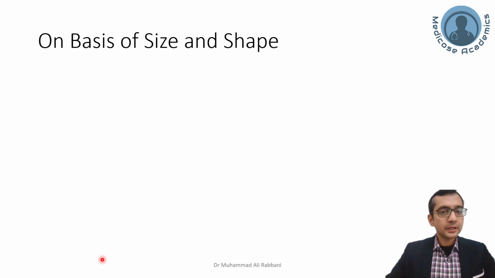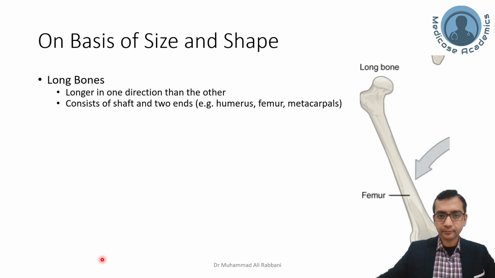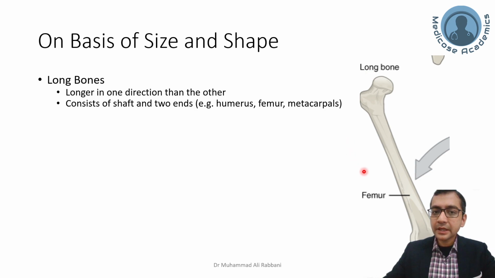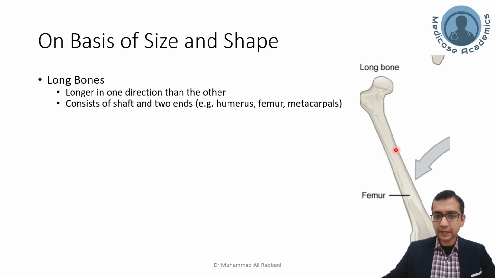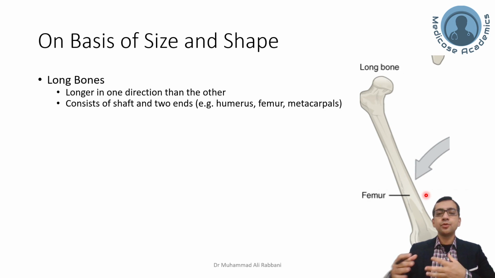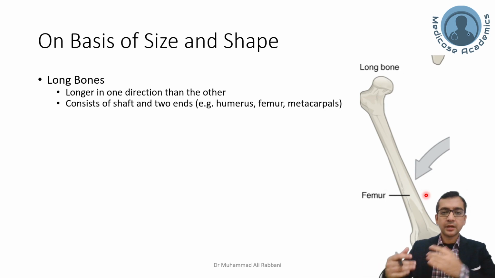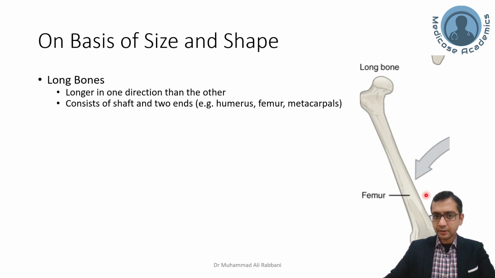Now, let us classify the bones on the basis of their size and shape. Long bones. Long bones, as the name indicates, are long. So they are usually longer in one direction as compared to the other direction. When thinking about the long bones, you usually think about the bones that are present in your limbs: humerus, radius, ulna. In the legs, femur, tibia, fibula. Yes, that's right. Those are the typical long bones.